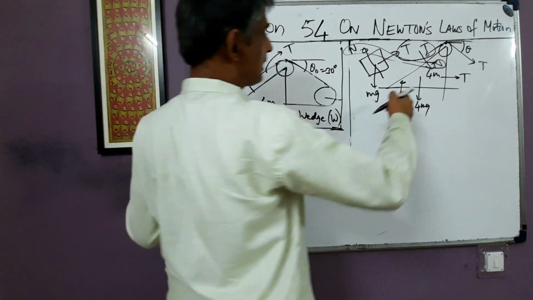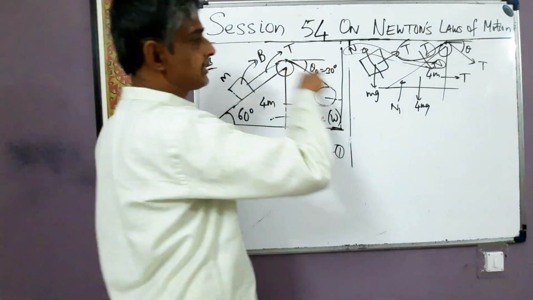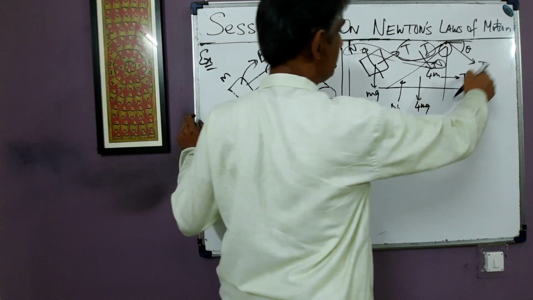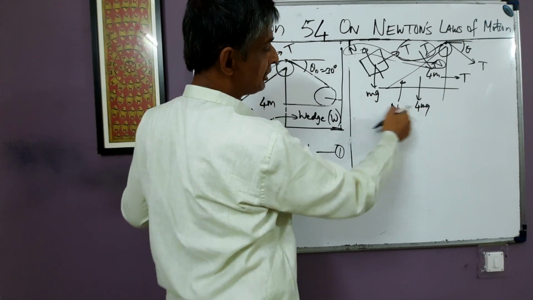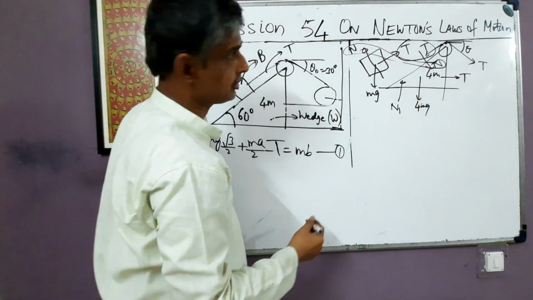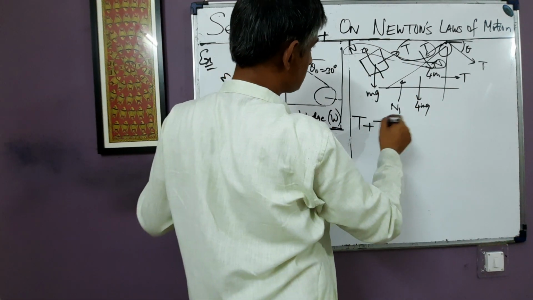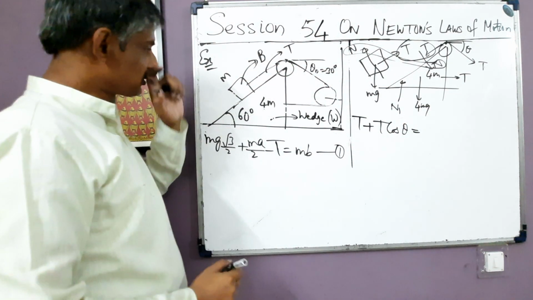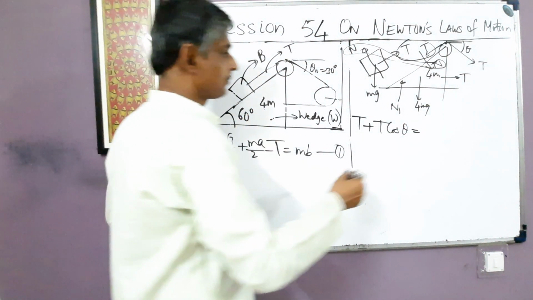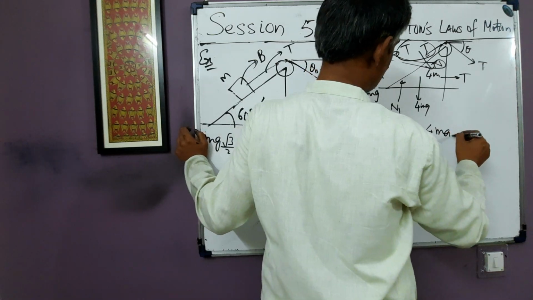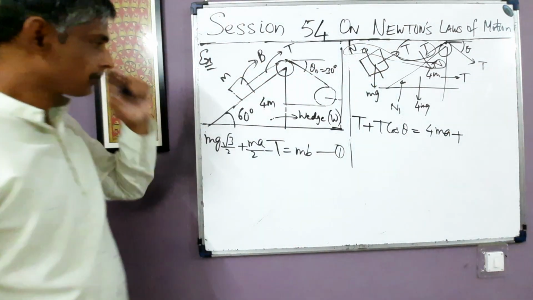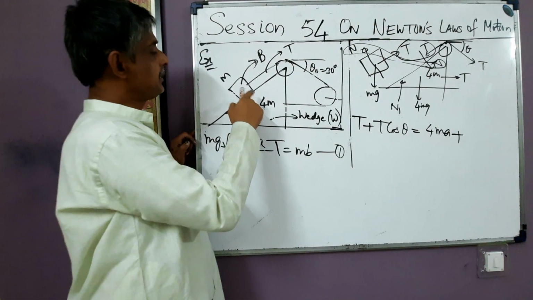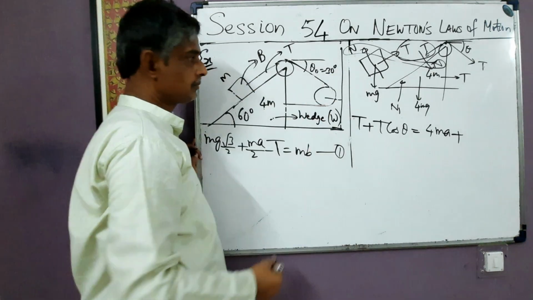So, in the combined equation of motion of this plus this in this direction, external forces only are T and T cos theta. These vertical forces do not have any component in rightward direction. So it becomes T plus T cos theta. Alright. That is equal to summation of mass times acceleration: of wedge, 4ma, plus acceleration of block B with respect to ground in this direction.